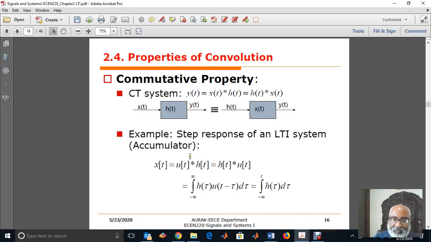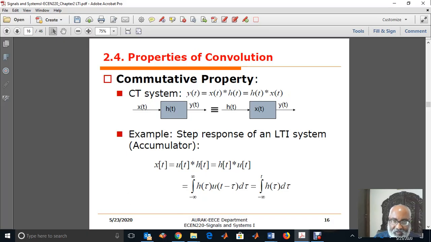So this property is useful because in some cases it is easy to do the integration in the form from minus infinity to infinity of x tau h of t minus tau d tau, or in other cases it is easier to do it in the form where y of t is h of t convolved with x of t, from minus infinity to infinity of h tau x of t minus tau d tau. This is one example.